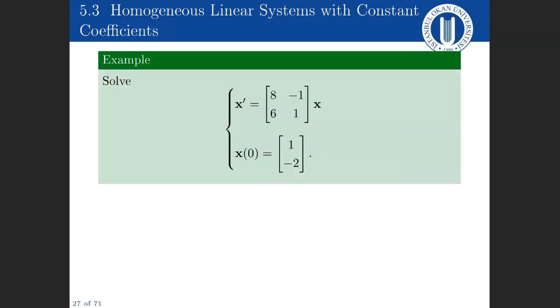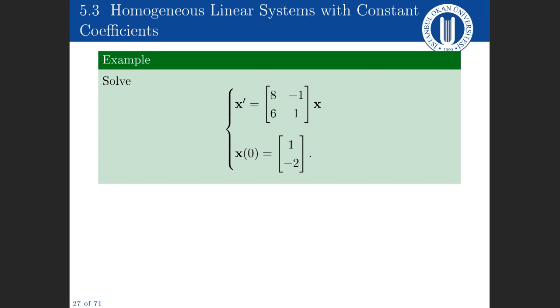Let's do another example. We might have an initial value problem. Solve x prime is equal to the matrix 8, minus 1, 6, 1 times x, with the initial condition x at 0 is equal to 1, minus 2. The technique is the same. First, we need to find the eigenvalues and the eigenvectors. As soon as we know the eigenvalues and the eigenvectors, we can write down the general solution. And then we need to choose the constants C1 and C2 to satisfy the initial condition.